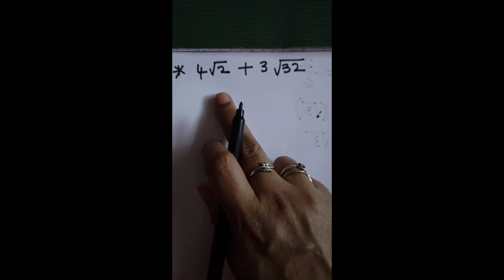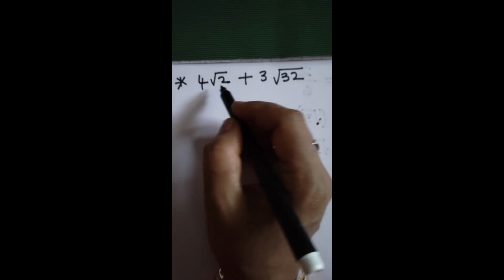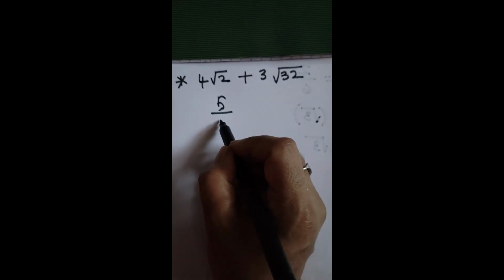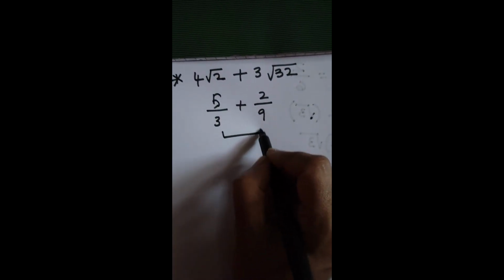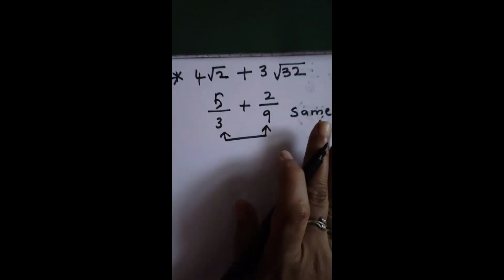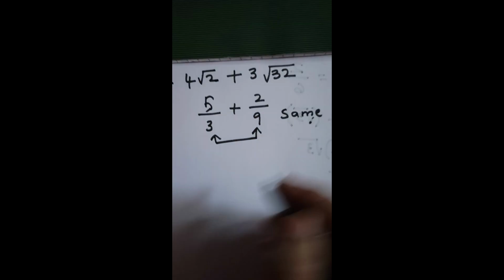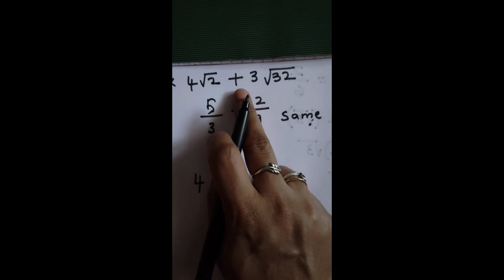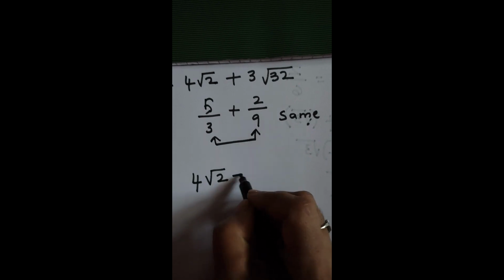Next problem is 4 root 2 and 3 root 32. What you are going to do here is the same. See, when you have fractions like 5 by 3 and 2 by 9, you will make these denominators same. In the same way, we have to make these roots same. Only when you make these roots same, then you can add. Otherwise, you cannot add.